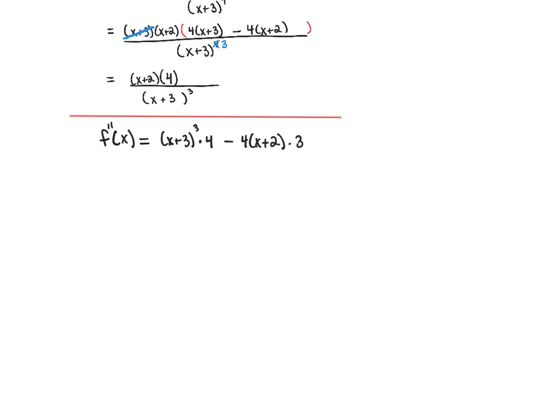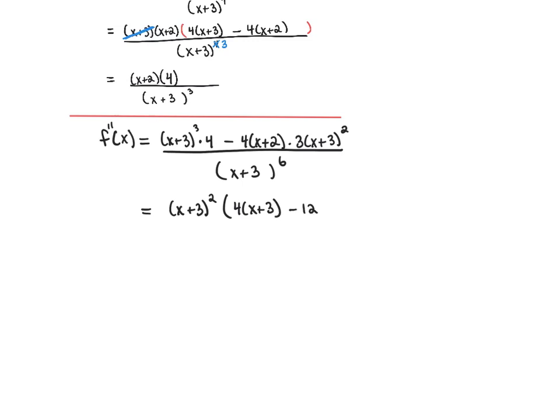times the derivative of the bottom, which is 3 times the square of x plus 3. Sorry, square is what that should say. All over the square, so the 6th power of the denominator. I can see that there is a factor of x plus 3 squared in both terms in the numerator, and I'm left with 4 times x plus 3, subtract 12 times x plus 2, all over x plus 3 to the 6th.